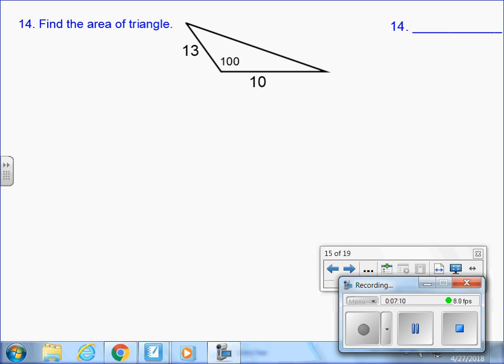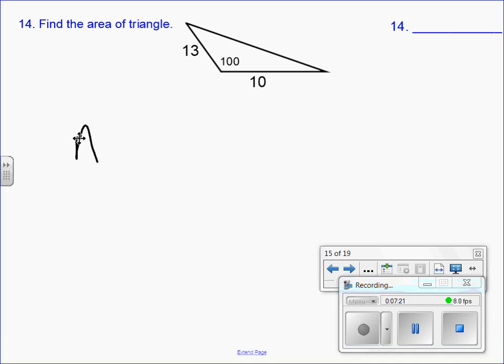We have two area formulas. We have that Heron's formula we learned yesterday. That's for side, side, side. And then we have that formula we learned the day before for side, angle, side. And that's what we're going to be using. So I'll jot it down.